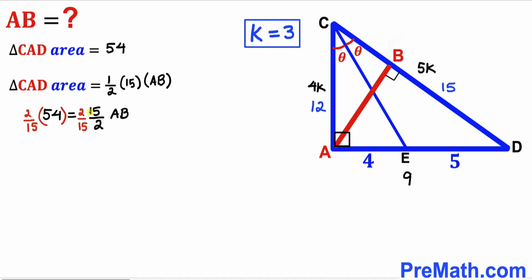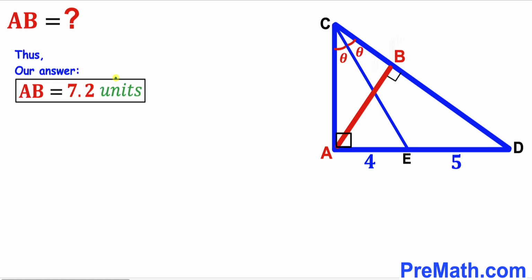And here on the right hand side, the 15 and 15 cancel, and the 2 and 2 cancel as well. So our AB length is going to be equal to, if we multiply and simplify, 7.2 units. Thus after all the calculations, our AB length turns out to be 7.2 units. In other words, this side AB is 7.2 units, and that's our final answer.